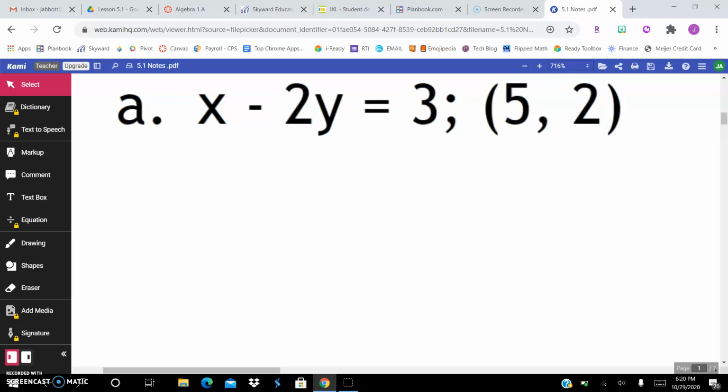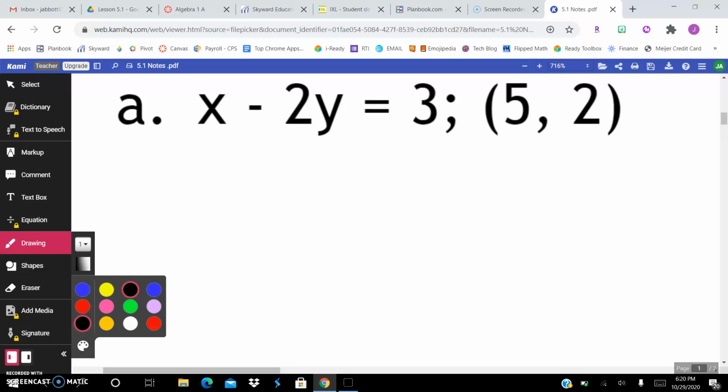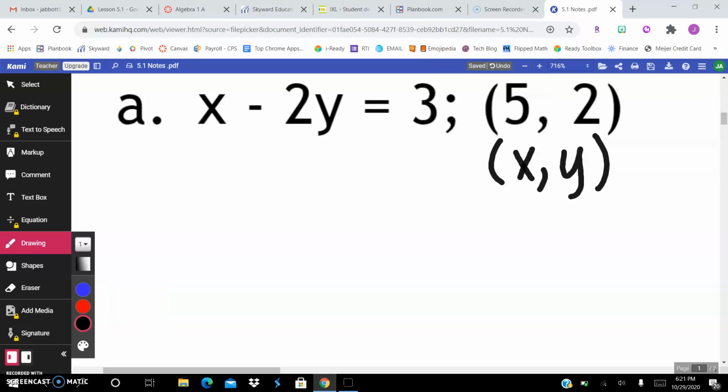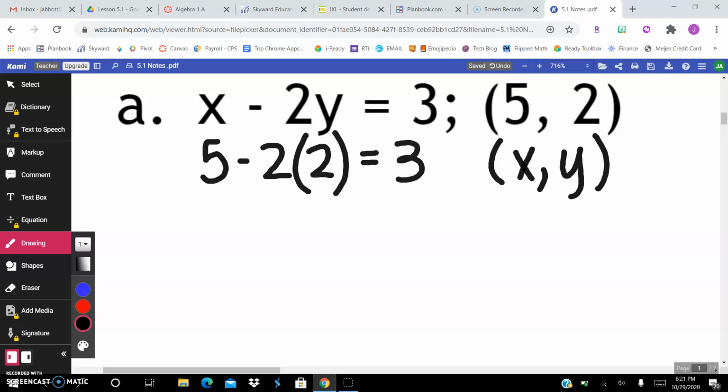So for A, we are given x minus 2y equals 3, and we're given the ordered pair 5, 2. So we have to keep in mind that an ordered pair is always in the form of x, y. So the first number is always our x, and the second number is always our y. And then we're going to go ahead and plug those into this equation where they go. So we're going to have 5 minus 2 times 2. And they're saying that if this is a solution, we will get an answer of 3.